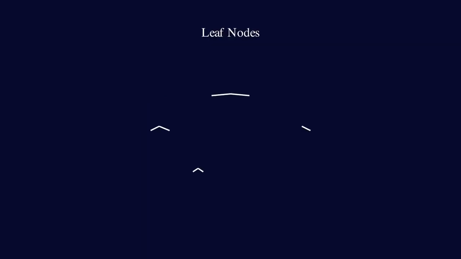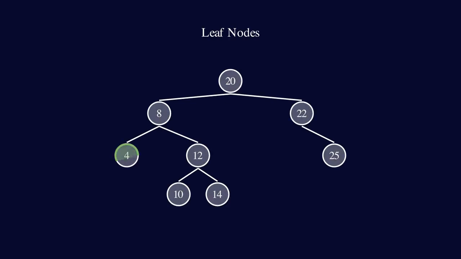Next, we gather all the leaf nodes. These are the nodes with no children. We scan the whole tree from left to right and list every leaf we find. This step ignores whether they're on the left or right edge. If it's a leaf, include it.